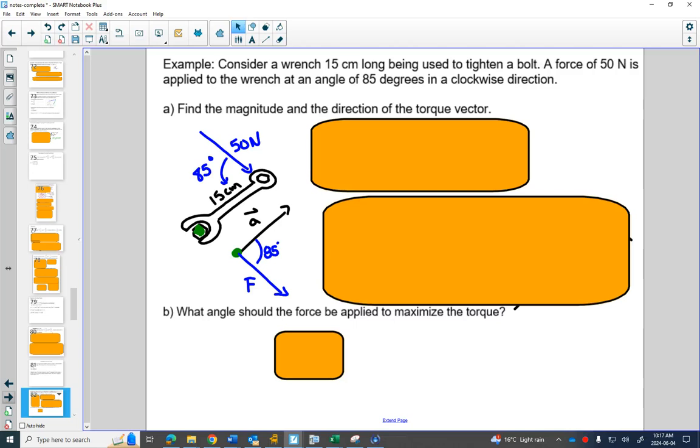Now, interestingly, since vectors are free, the arm vector is going off the bolt this way. I'm going to take my force vector and move it also off of the bolt and draw the 85 degrees in between.